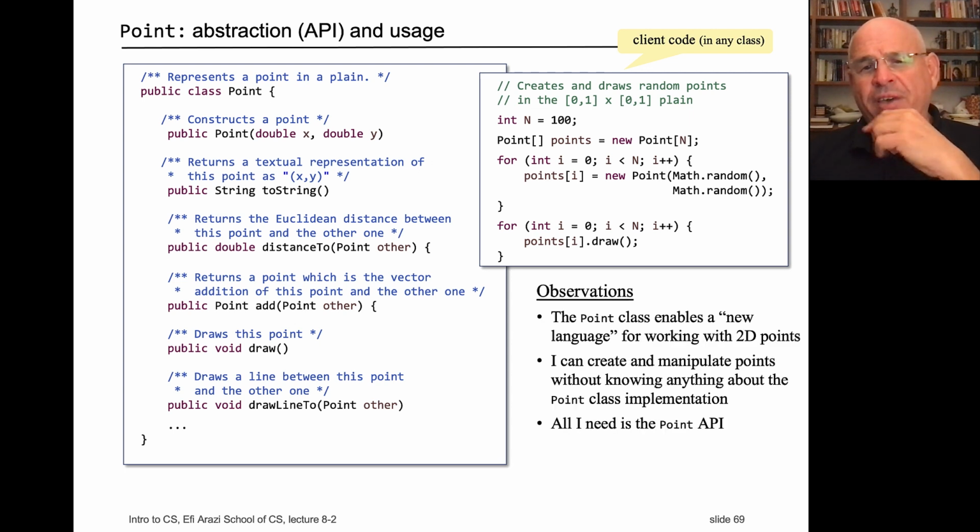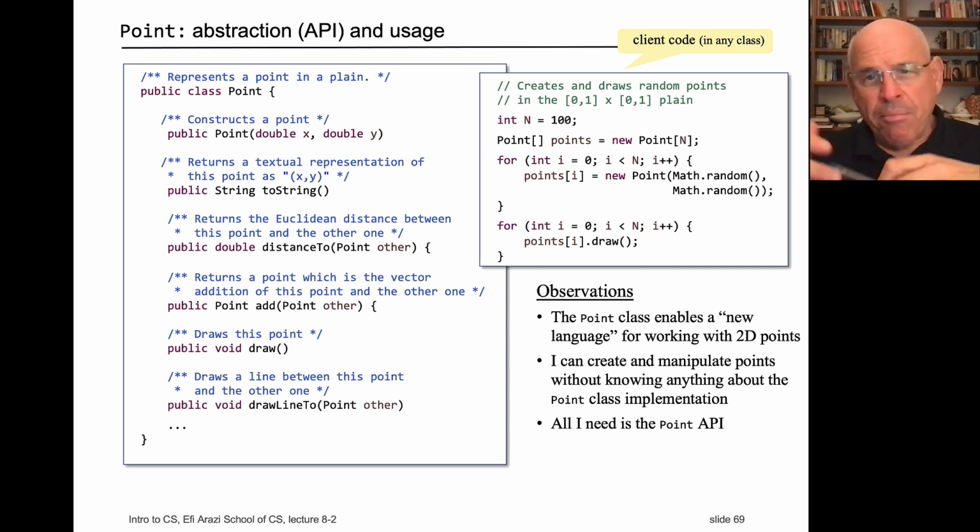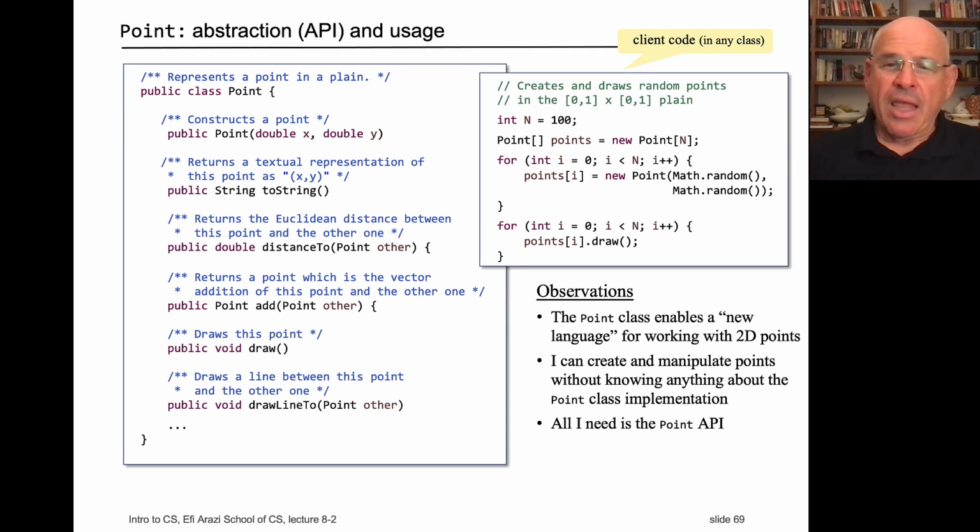Here are some more observations. The point class basically gives us a new way for talking about and operating on two-dimensional points. And I can use this language, so to speak, without knowing anything about the point class implementation. All I need is the API, right? If I have the API, I know how to invoke the methods. I know how to call these methods. I can make my programs sing and dance with point objects, okay?